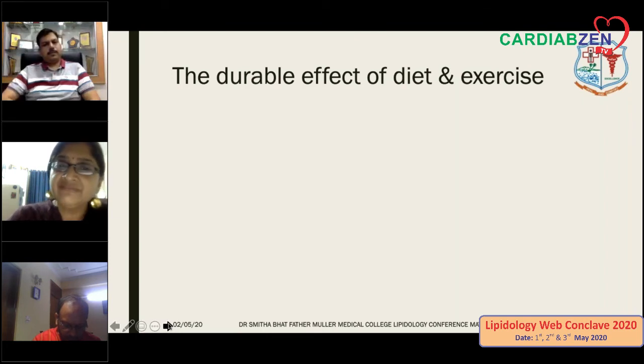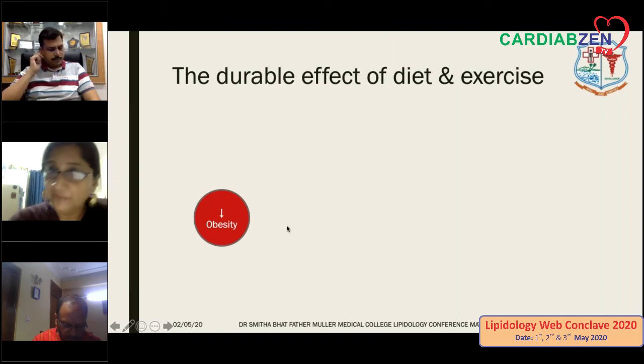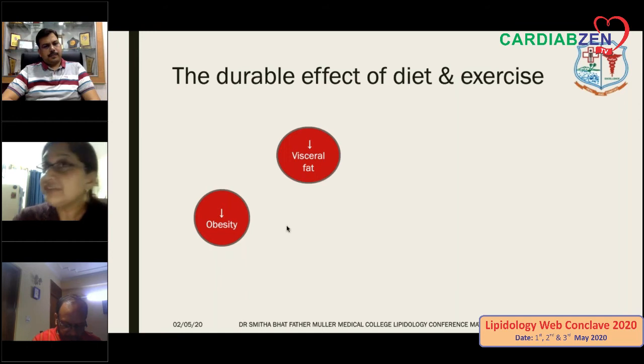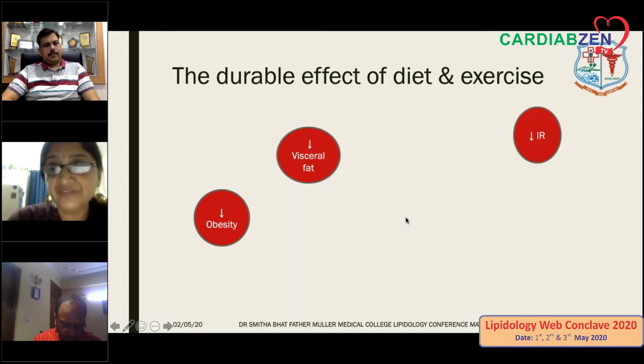Now, what are the effects of a good diet and exercise? Well, it has certain effects. The first thing, obviously, it decreases obesity. But interestingly, friends, I'd like you to note that even physical exercise, in the absence of calorie restriction, even when it doesn't result in weight loss, it does result in a decrease in the visceral fat, which ultimately adds up to the good health. It decreases insulin resistance.